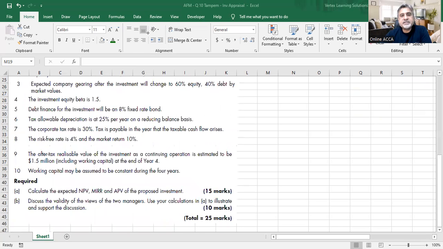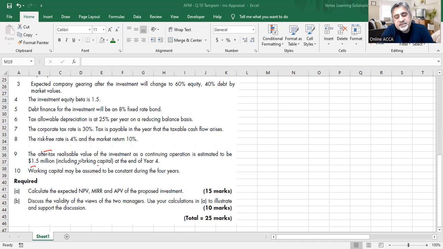Number 9 says that the after-tax realizable value of the investment as a continuing operation is estimated to be 1.5 million, including working capital. So it means that you will get back your investment at the end of 4 years, 1.5 million, including the working capital. So you can consider the residual value because working capital comes back entirely. So 600,000 was working capital, 1.5 million I get back in total. So it looks like 900,000 for the project, 600,000 for working capital. I get 1.5 million. I can take out my cash at the end of 4 years. I will sell it to someone.